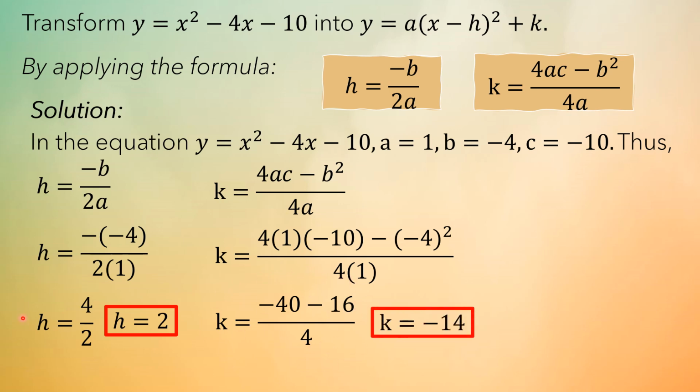So, negative 40 minus 16 is negative 56 divided by 4, that is negative 14. So, the value of k is negative 14.